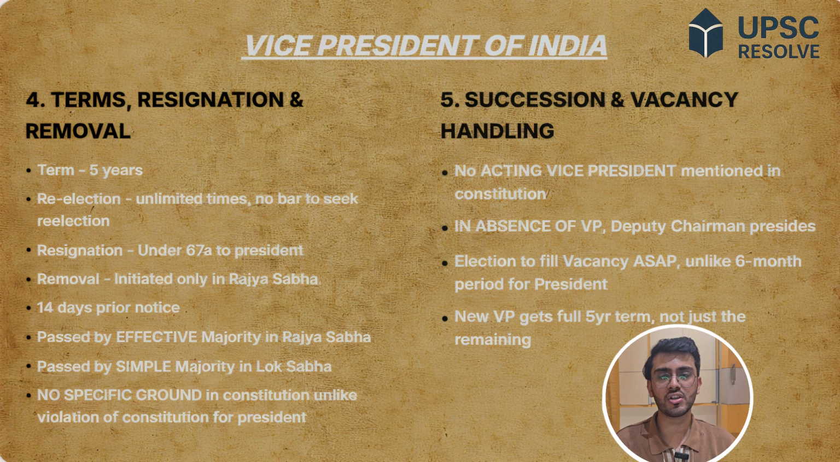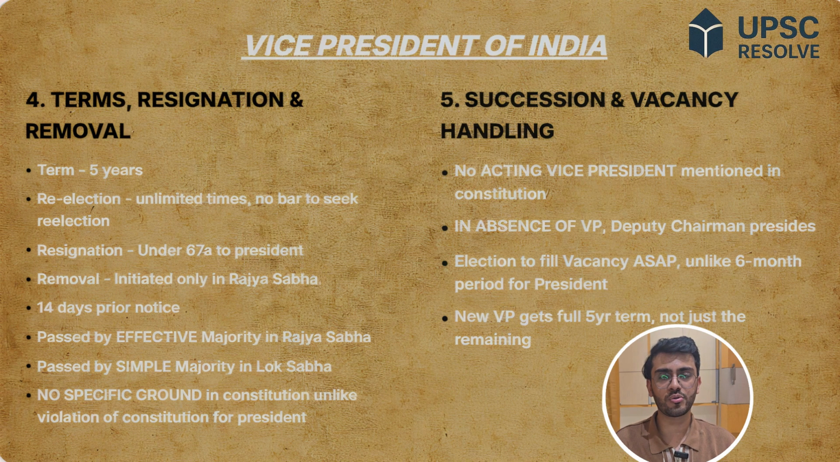See, there is no mention of the provision of acting vice president in the constitution. If the vice president is removed or he has resigned, then deputy chairman performs the function of presiding officer of the Rajya Sabha. Then remember, to fill the vacancy of the vice president, it should happen as soon as possible. For president, it is mentioned that within a period of 6 months, the office of president has to be filled. But in vice president, there is no such provision.